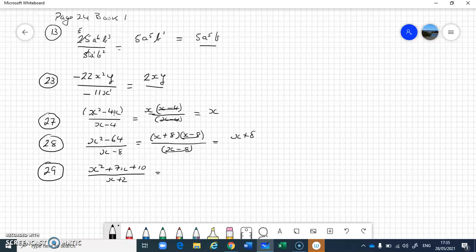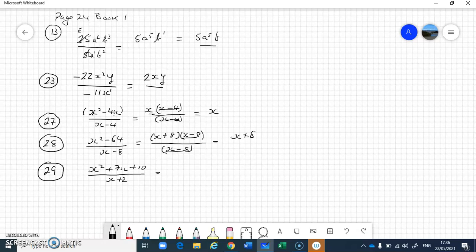Okay, now we've got to factorize what's on the top. And this brings us back to what we were doing, factorizing quadratic terms, or quadratic expressions. So we've got to figure out what two expressions multiplied together is going to give us x squared plus 7x plus 10. Okay, well, I'm going to look at the 10 first. So I'm looking for two numbers that will multiply together to give me 10, but when I add them together they give me 7. Okay, and remember doing this, I'm sure it'll come back to you.